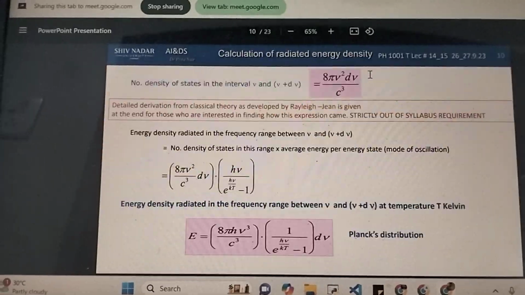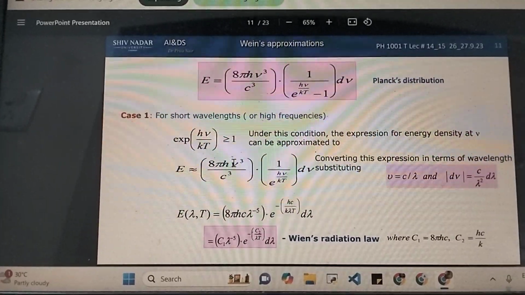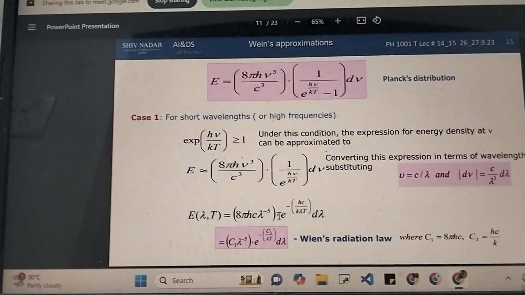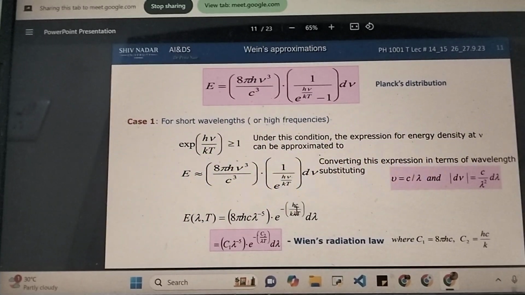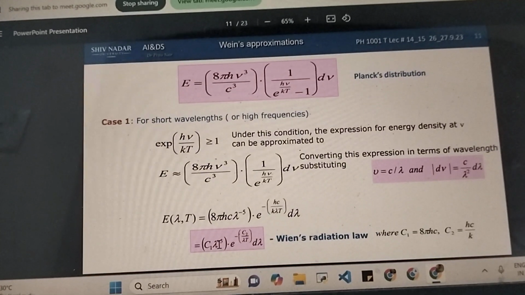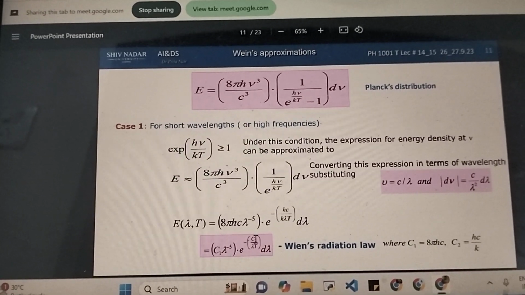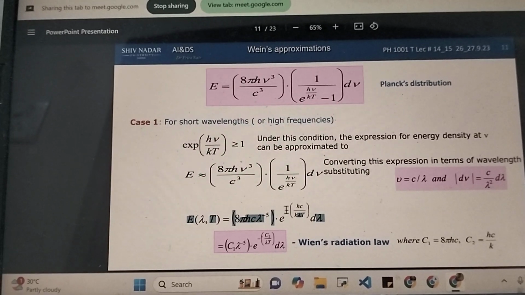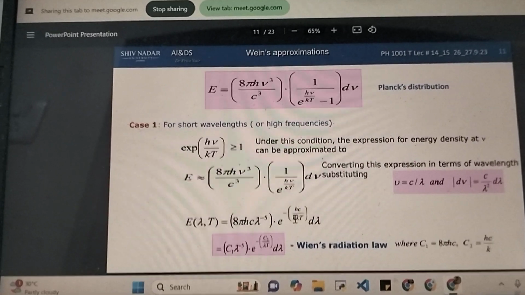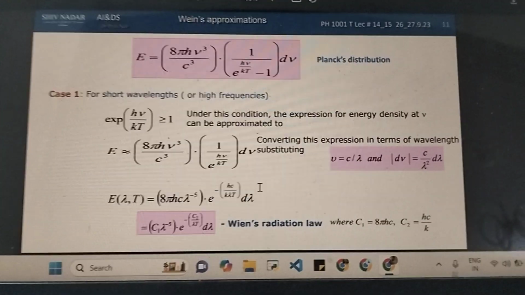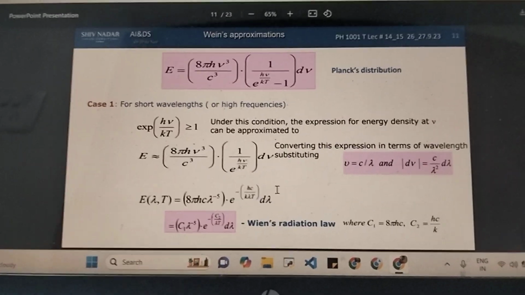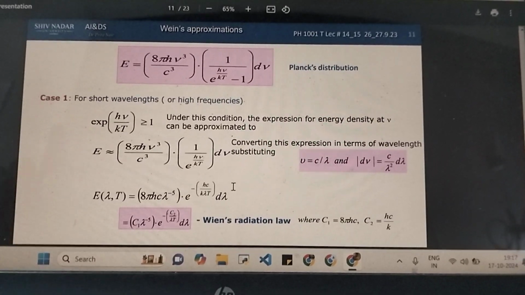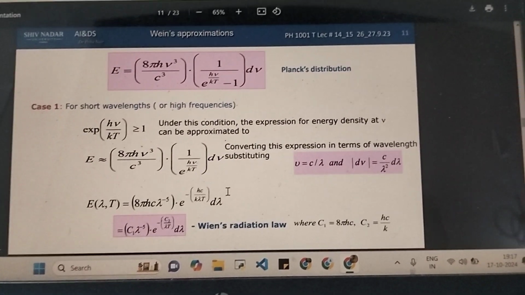So again here, when you do the appropriate substitutions, you will get 8 pi hc lambda raised to minus 5 e to the power minus hc by k lambda T d lambda, which is again c1 lambda raised to minus 5 e to the power minus c2 by lambda T d lambda, where c1 is this constant 8 pi hc and c2 is hc by k. So we can see that this expression which Planck came up with matches with Wien's approximations at short wavelengths. So it holds true for short wavelengths.